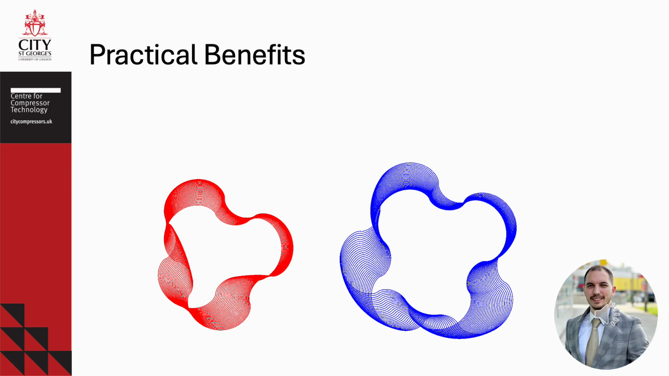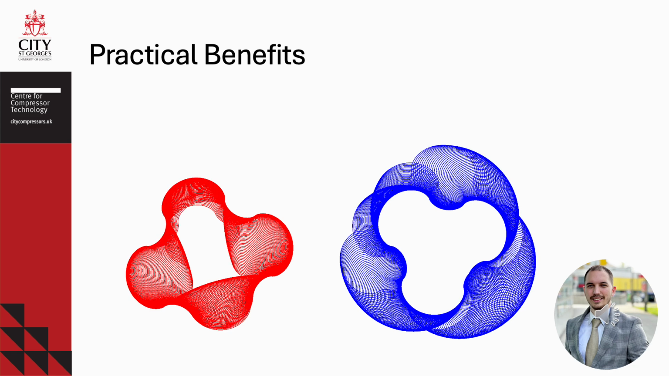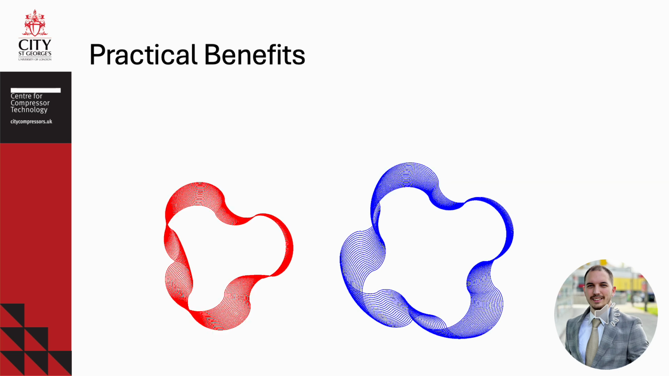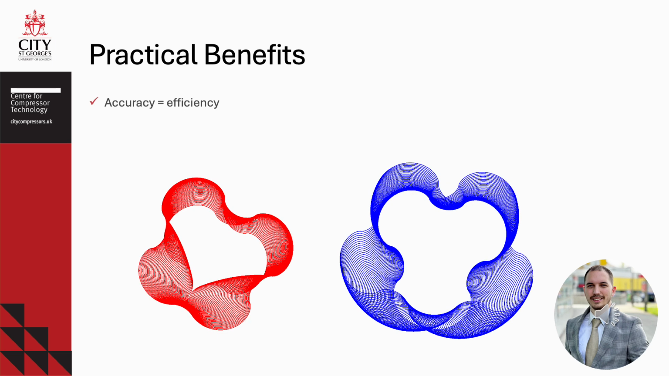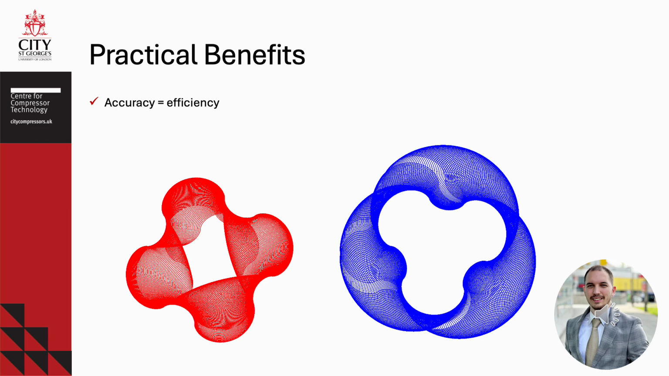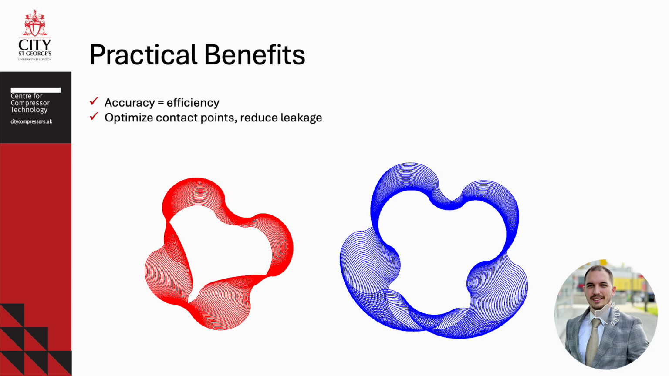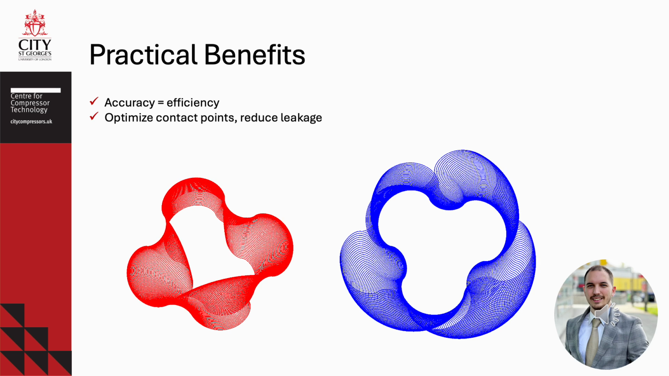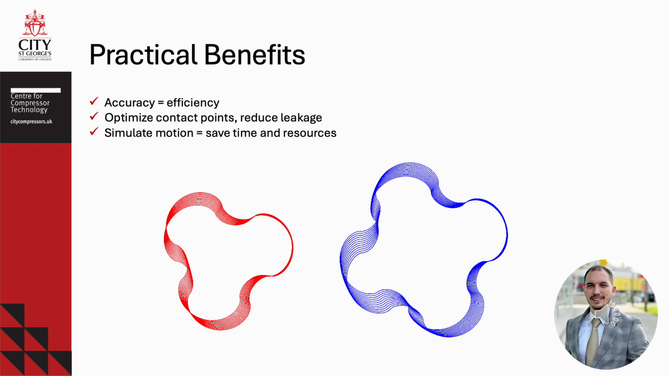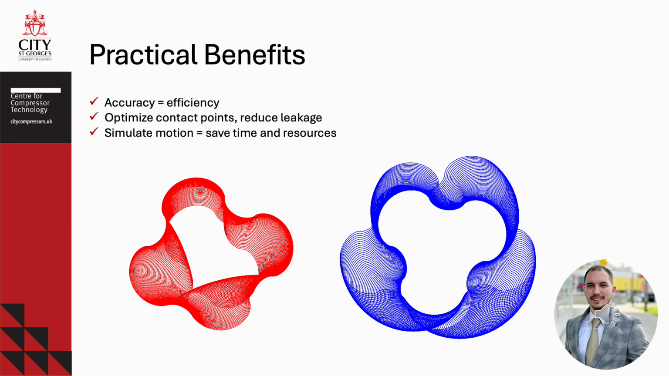For practical benefits, in the presented animations we can see how we can use transformation matrices to envelope one rotor from another one. Why does this matter for compressor design? Well, simply, accuracy equals efficiency. If we know the exact position of each point on the rotor as it moves, we can optimize the contact between the rotors, reduce leakage, and maximize compressor efficiency. These matrices also allow us to simulate motion before we even build the rotor, which saves us both time and resources in the design phase.